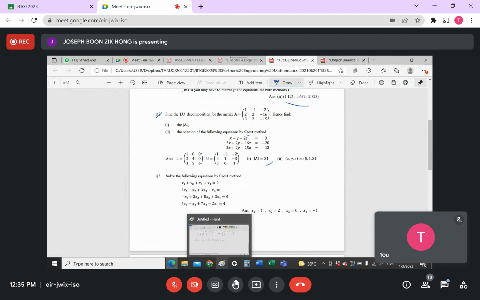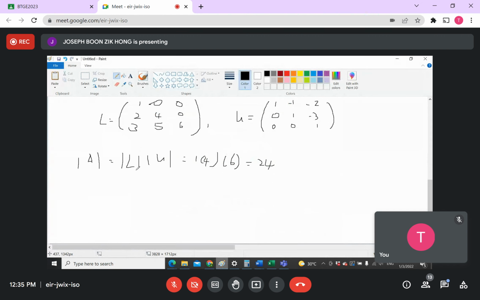Okay, so in order to get the magnitude or modulus, just very simple. You take the 1 times 4 times 6 times a 1 times a 1 times a 1. So nothing changed. So only you need to find the modulus of A, or magnitude of A.